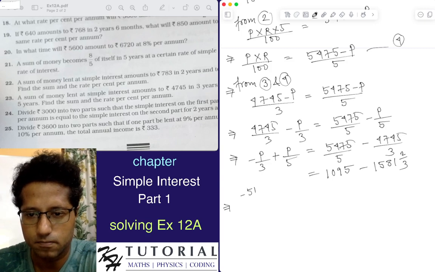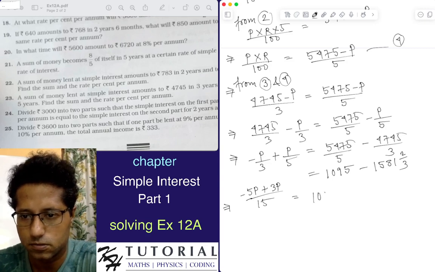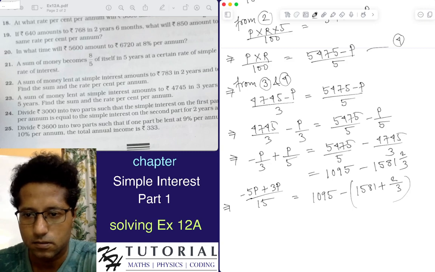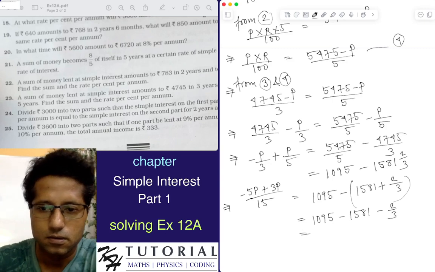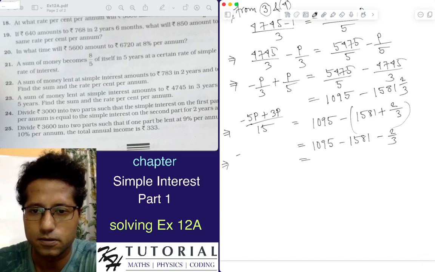Minus 5p plus 3p divided by 15 equals, now this is 1095 minus the mixed fraction 1581 plus 2 by 3. Now this is 1095 minus 1581 minus 2 by 3. This implies the left hand side becomes minus 2p by 15 equals this.